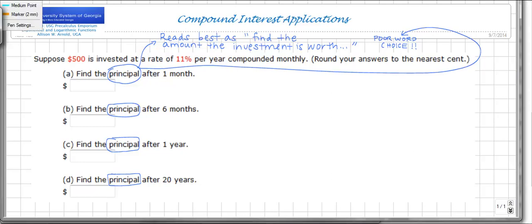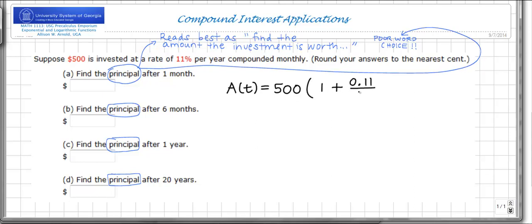Now when we built our model, we had stated before that the amount in T years is the initial investment times 1 plus the periodic interest rate. So that would be 11% as a decimal divided by 12, compounding 12 times per year for T years. So an exponent of 12T.